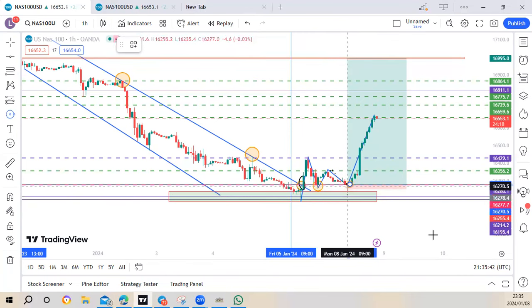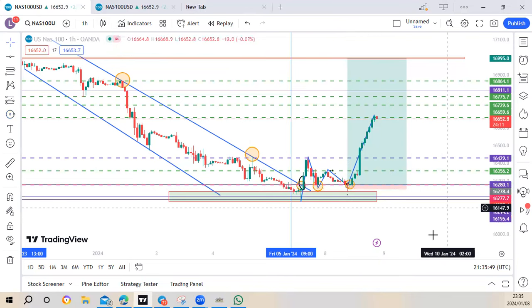Even there's another one there. So from there, guys, the market had to shoot up.